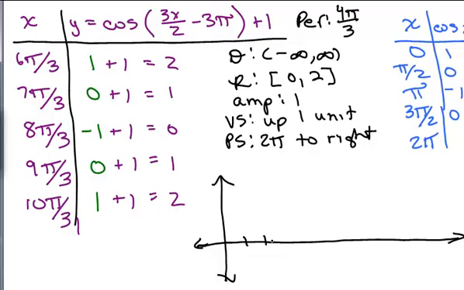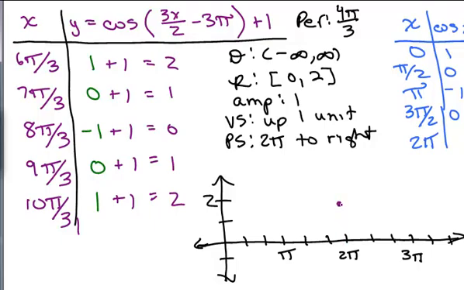So 1, 2, 3, there's 1 pi. 1, 2, 3, there's 2 pi. 1, 2, 3, there's 3 pi. Oops, that doesn't look like a pi. Looks like an H. Remember, that's 9 pi over 3, and here's my 10 pi over 3. Okay, so we're ready. We have 6 pi over 3, 2. Now, 6 pi over 3 is the same as 2 pi. So here's 2 pi, and I'm going up 2. Forgot to mark my y-axis. There we are.